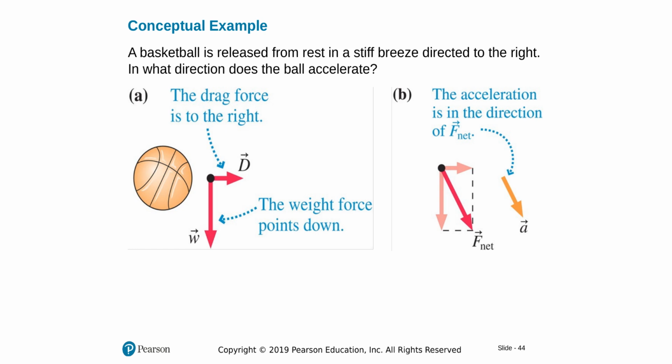Here's a simple example. We have a basketball. There's a drag force in the air. This could be wind, a breeze pushes it. It's falling down, but there's the wind pushing it. What will be the direction of the motion?